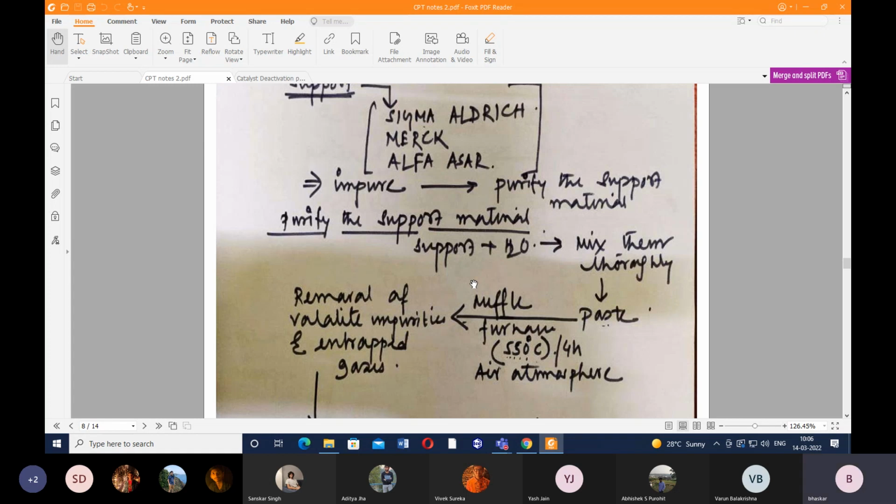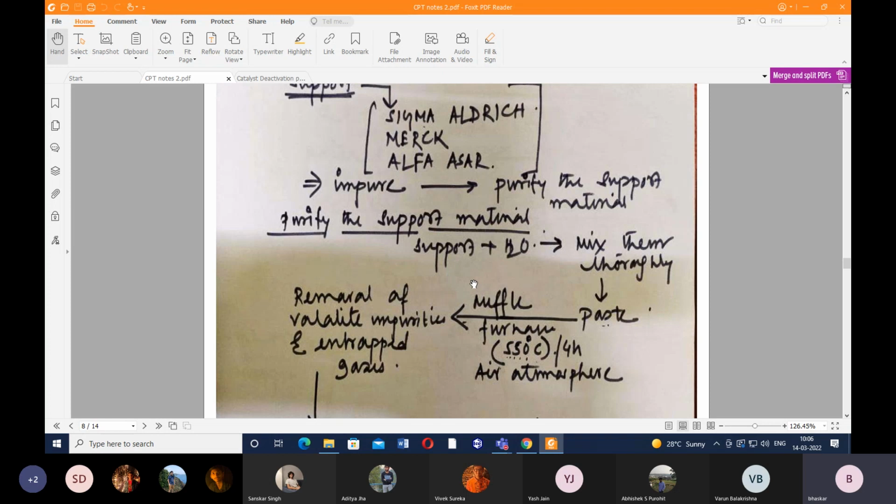We procure it from companies like Alfa Aesar, Sigma-Aldrich, Loba Chemie. There are so many other companies as well. So we procure the support material. Whatever support material you procure from these companies is highly impure in nature. Unless these support materials are pure, we cannot use them for catalyst preparation.